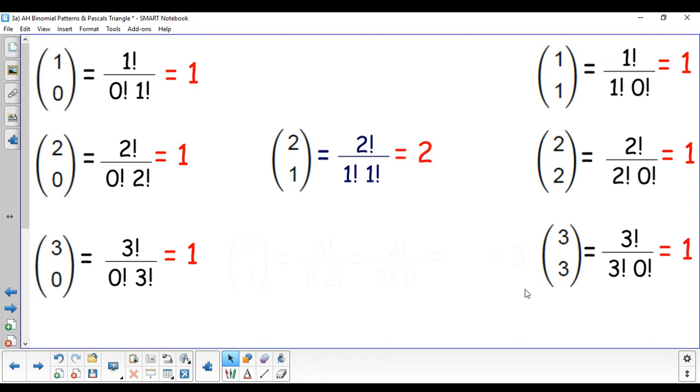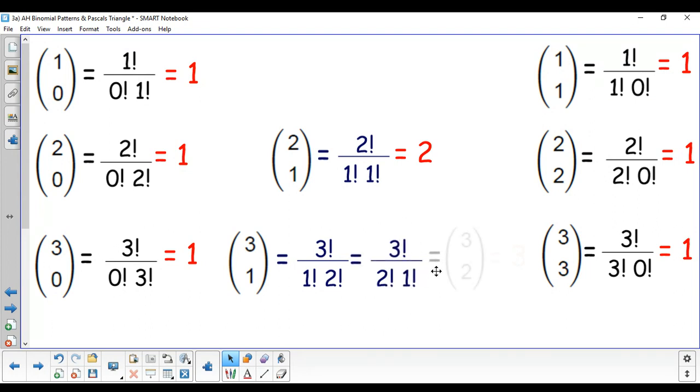3, 0, 3, 3, what happens in the middle? So what's 3, 1? 3, 1 is 3 factorial over 1 factorial times the difference, which is 2 factorial, which is actually the same as 3 factorial over 2 factorial times 1 factorial, which is the same as 3, 2. So they both must be the same. Now remember that was 6 before, so 6 divided by 2 times 1 is the same as 6 divided by 2, which is 3. So let's have a look at the picture a bit more now.